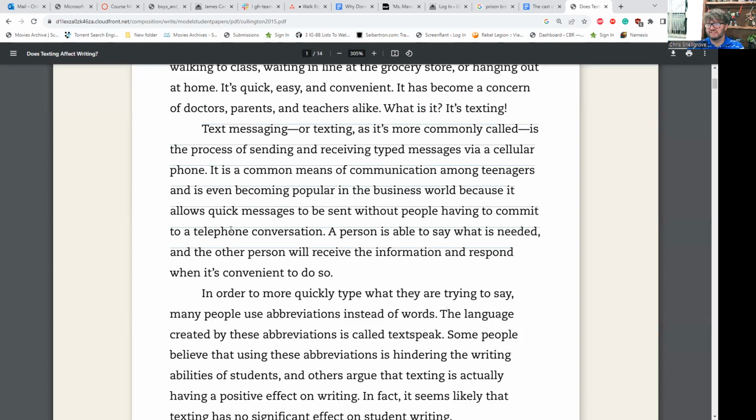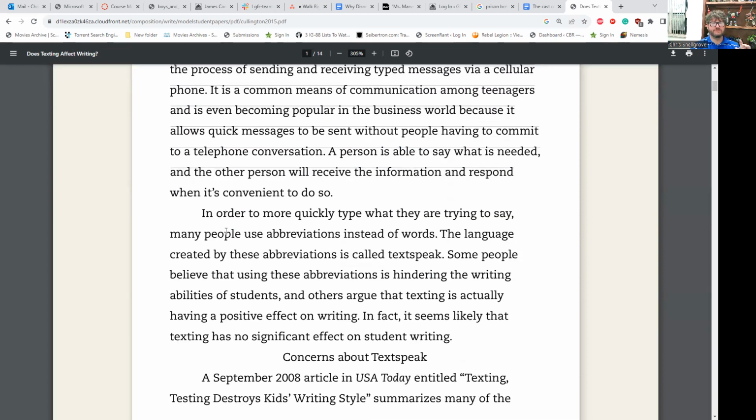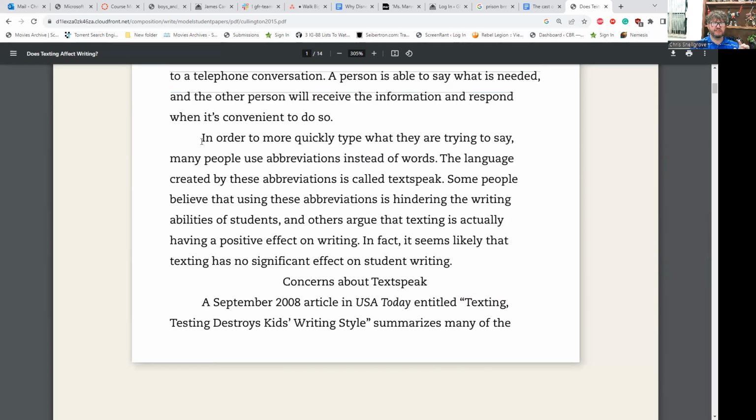So the reason that I have two levels of background info on the upside down triangle is we always move from the general to the more specific. So here's the general: let me tell you what, unfrozen caveman, a text message is. But then she fills us in on more relevant, more specific info. In order to more quickly type what they were trying to say, many people use abbreviations instead of words. The language created by these abbreviations is called text speak. So that's one level of the more specific background info.